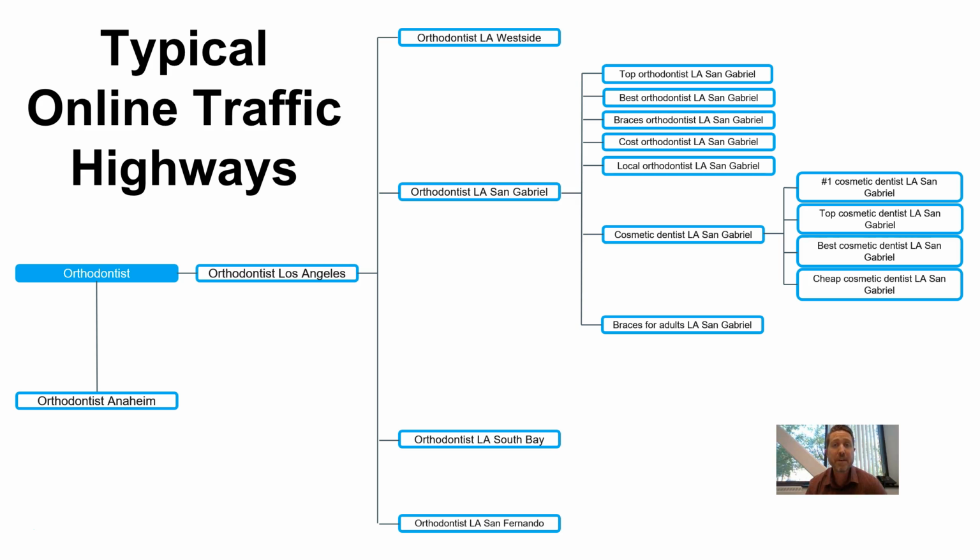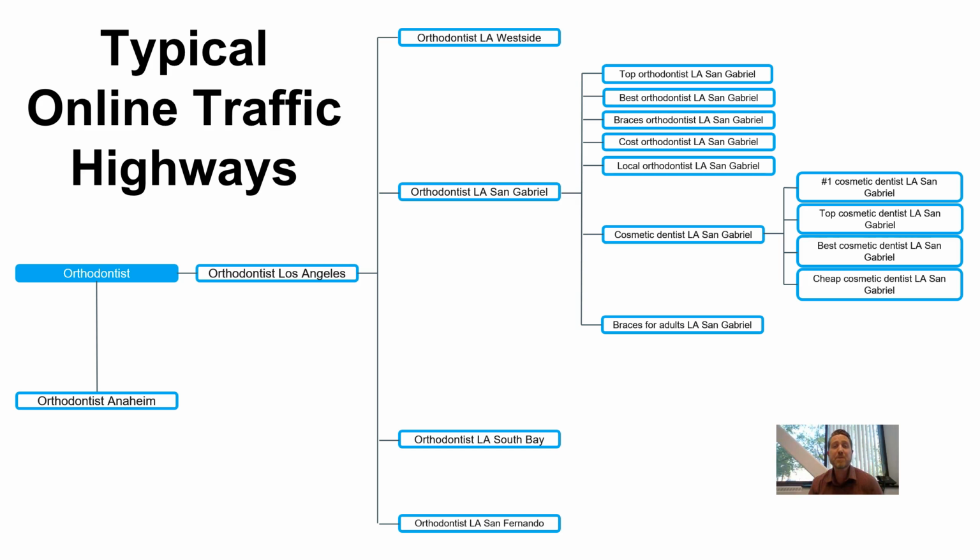Typical online traffic actually works like this on Google. I go in and I put in a keyword for an orthodontist, but not just any location. I might want to look for an orthodontist in Los Angeles or maybe an orthodontist in Anaheim. Just depends on the area that I'm in, right? And then I might want to filter that even further. So not just LA, but how about the San Gabriel area of LA? Or maybe I want to filter it further and I want to look for the top orthodontist in the San Gabriel area of LA. Or I want to look for a cosmetic dentist and so on, right?